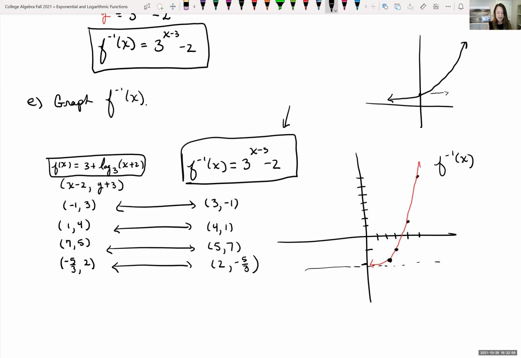So if I was looking at the range of my inverse function, this is going to be everything bigger than -2. Or in this case, those are our y values. y is greater than -2. My domain for my inverse function is all real numbers.